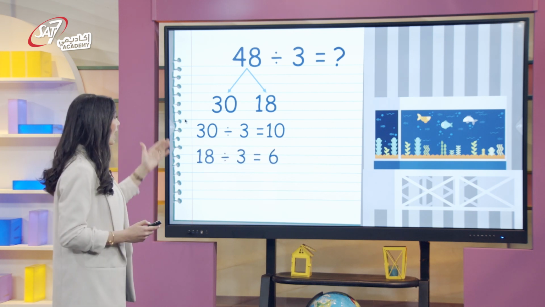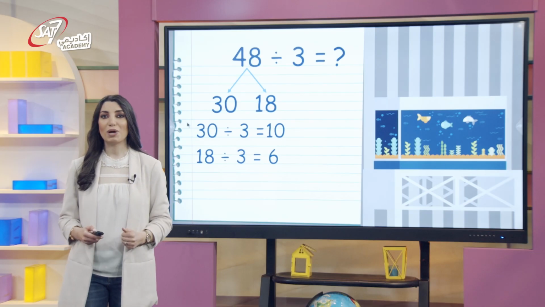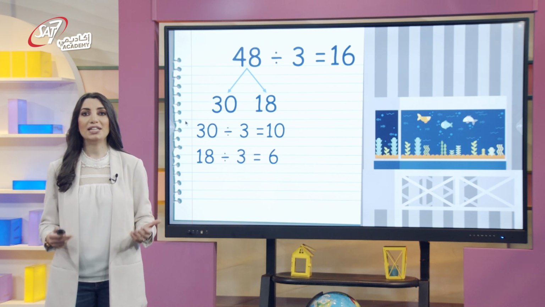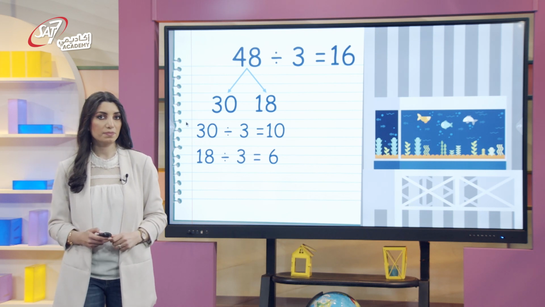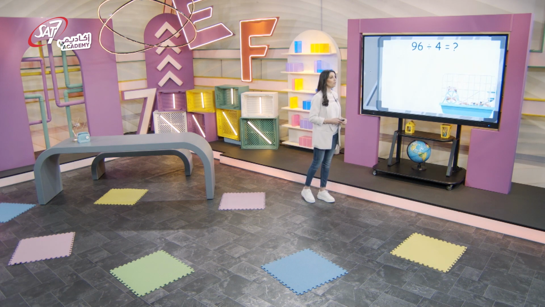We must now add both answers. 10 plus 6 equals 16. So 48 divided by 3 equals 16. 16 fish tanks are needed in the pet store. 96 hamsters are placed in groups of 4 per nest box. How many nest boxes are there?